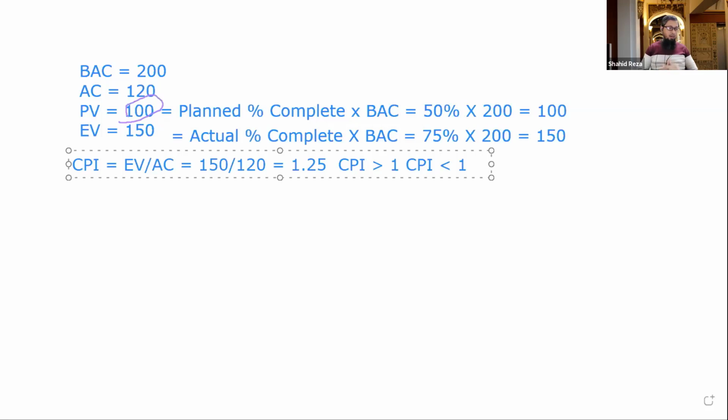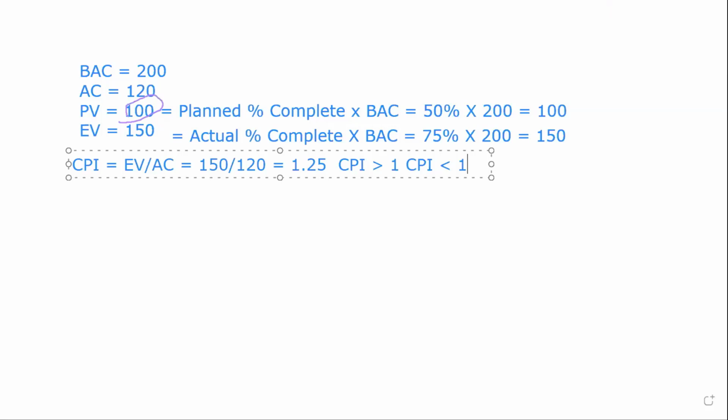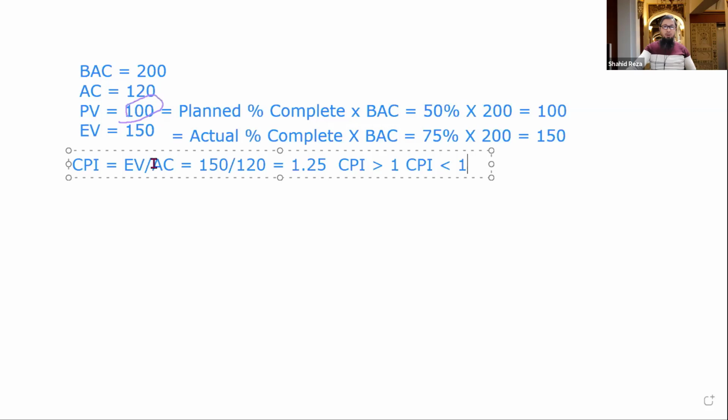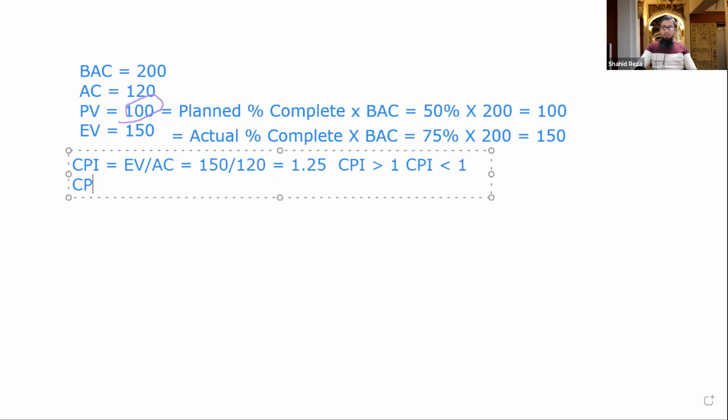Are we doing good or doing bad? If CPI is less than 1, we're doing bad, because then the actual cost will be higher than earned value. That's why it will come less than 1, and it is showing us that we are lagging behind on our budget.